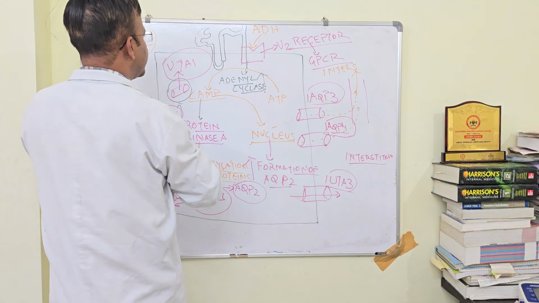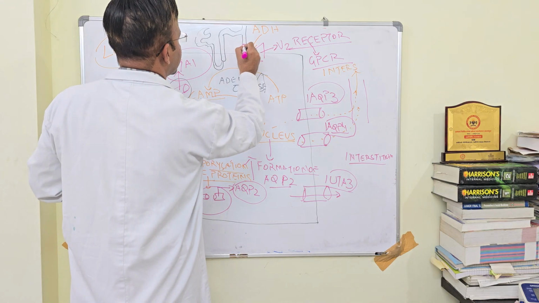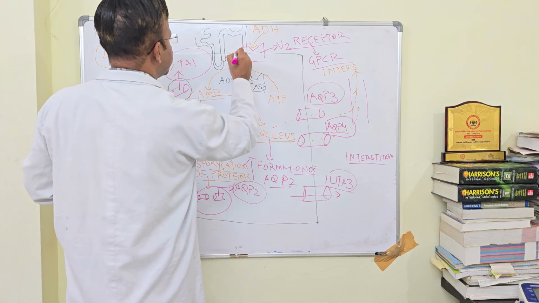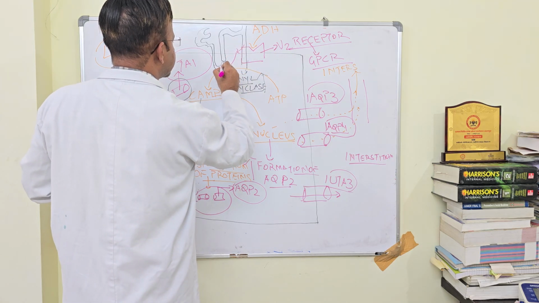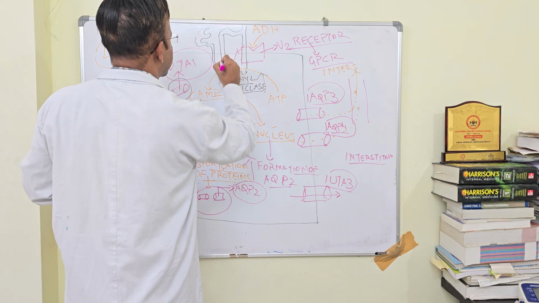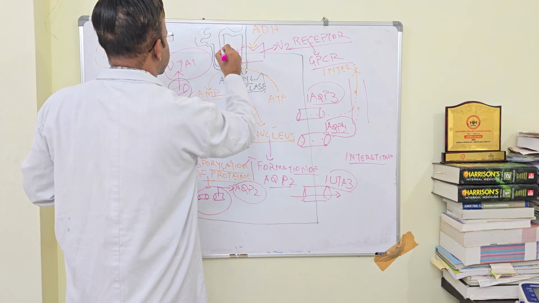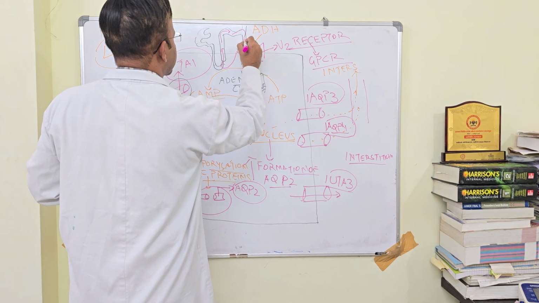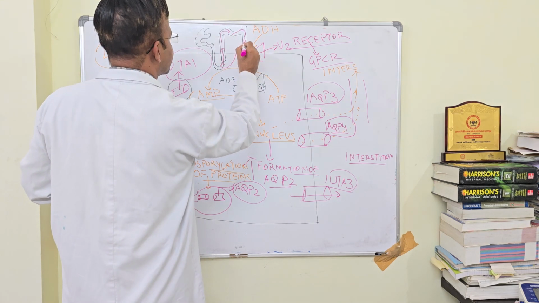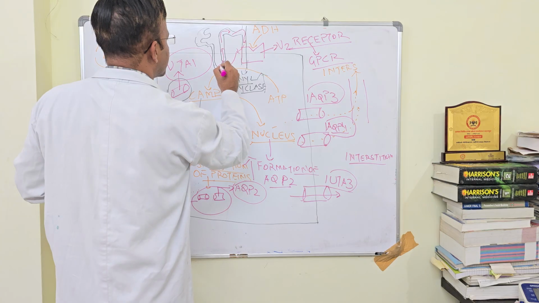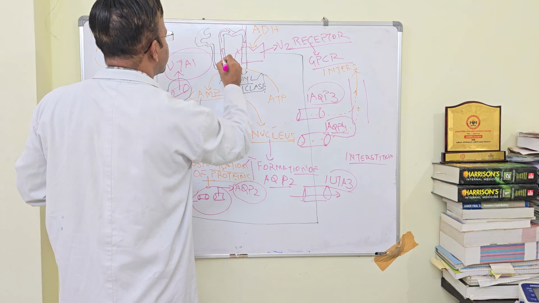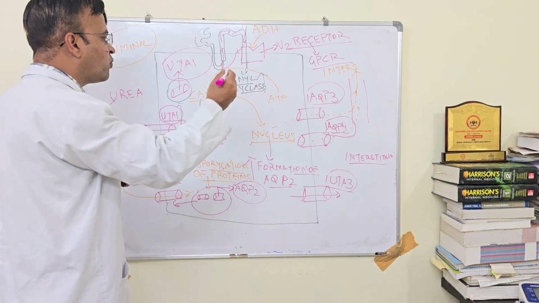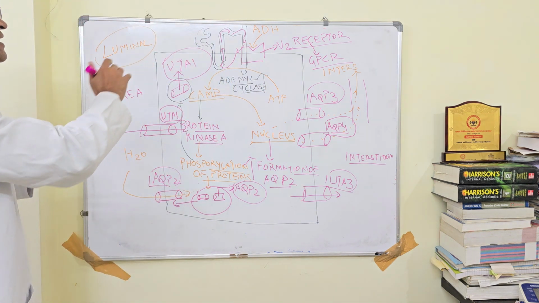So this urea will get reabsorbed from the lumen with the help of these two transporters, UTA1 and UTA3. And then it will enter the thin ascending limb of loop of Henle, and then the thick ascending limb of loop of Henle, then into the DCT, and then into the collecting duct. So this is the urea cycle, from collecting duct into interstitium, from interstitium to thin ascending limb of loop of Henle, thick ascending limb of loop of Henle. It circulates like this.